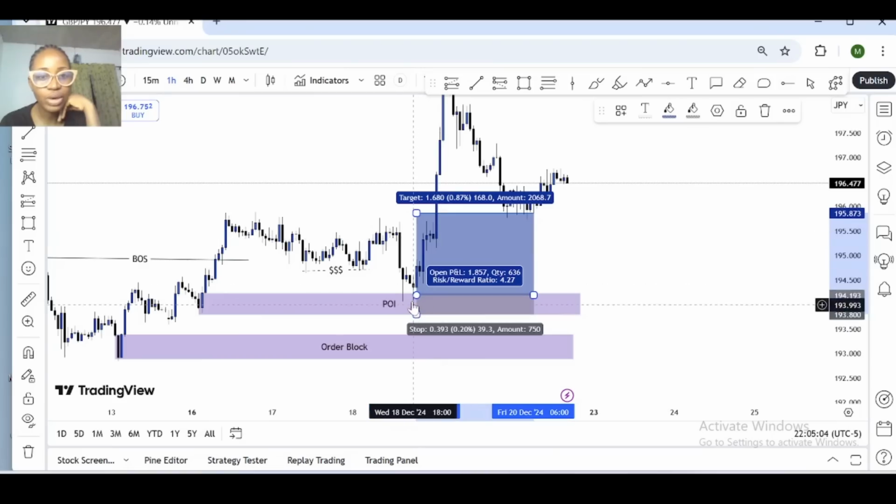All right, so price came all the way down, engineered liquidity here, tapped into this zone here before the next push to the upside, right? Okay, so this is it. Let me take it off now.